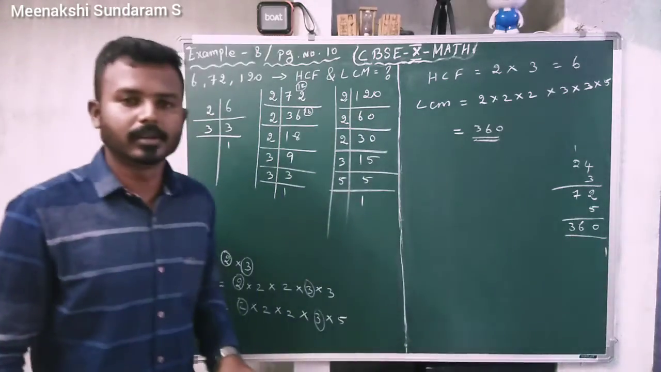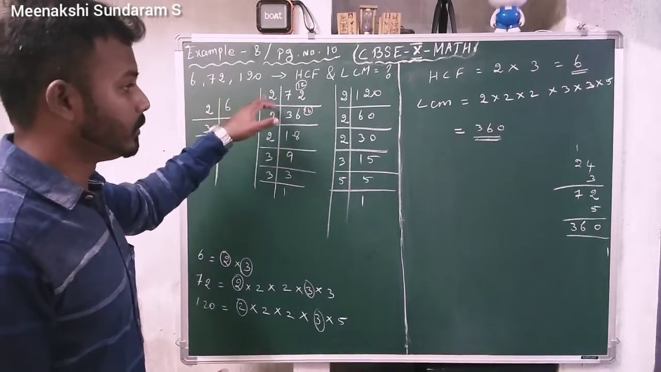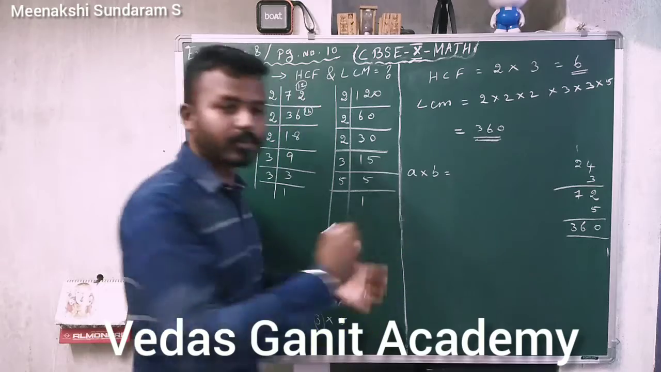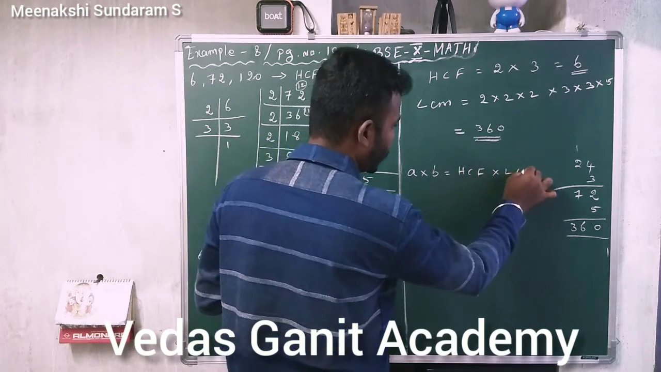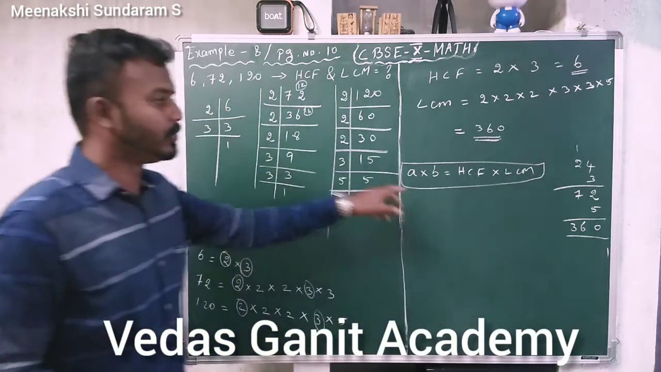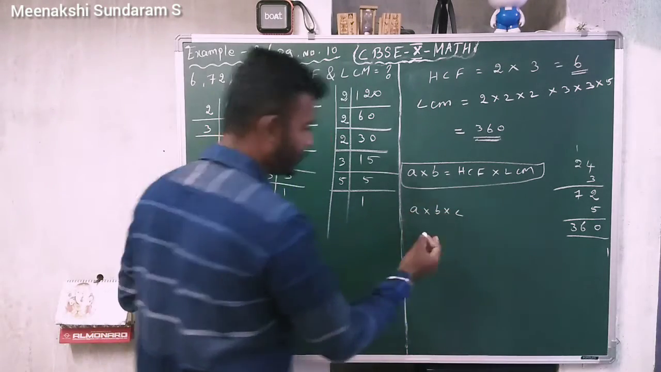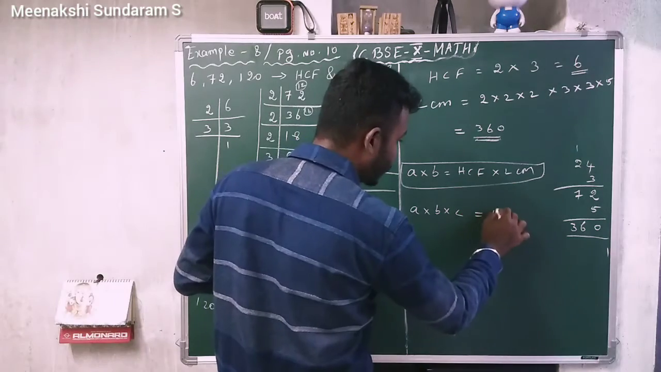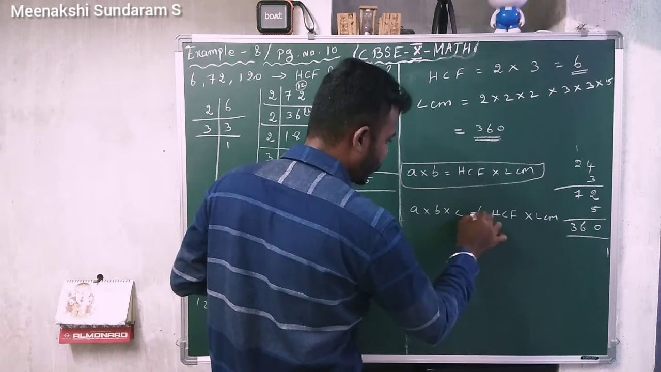Are you all clear? While noticing this problem, example 8, here they have given 3 numbers. Usually we know one formula: A into B, the product of the given numbers, is equal to the product of the HCF into the LCM. We know this formula. But it is not valid for 3 numbers, that is A into B into C. Here they have given 3 numbers, so the product of the 3 numbers is not equal to the HCF of the numbers times the LCM of these numbers.